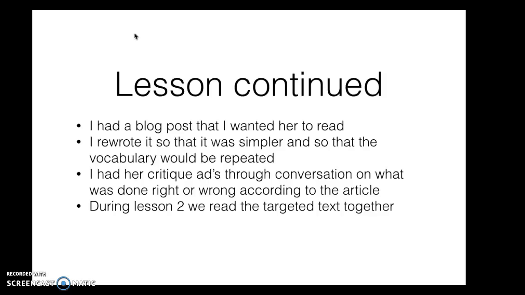In order to gauge her understanding of this article, besides asking her questions throughout the article as we were reading, afterwards I had her critique some ads that I'd found on Google. I asked her to critique them according to what the article said: what was done right in these ads, what was done wrong, and I also asked her to use some of the vocabulary that she had learned in this article. She did that quite well, and I was able to see that she did comprehend the text quite well.